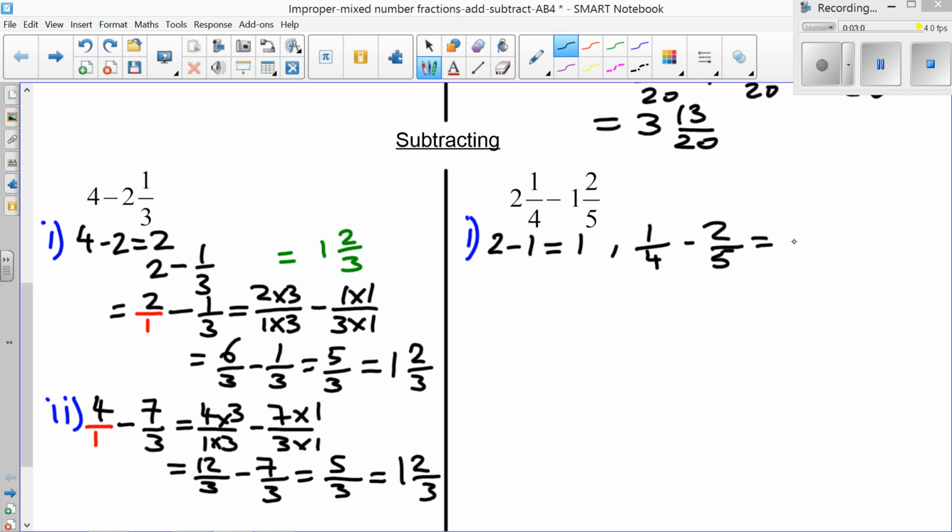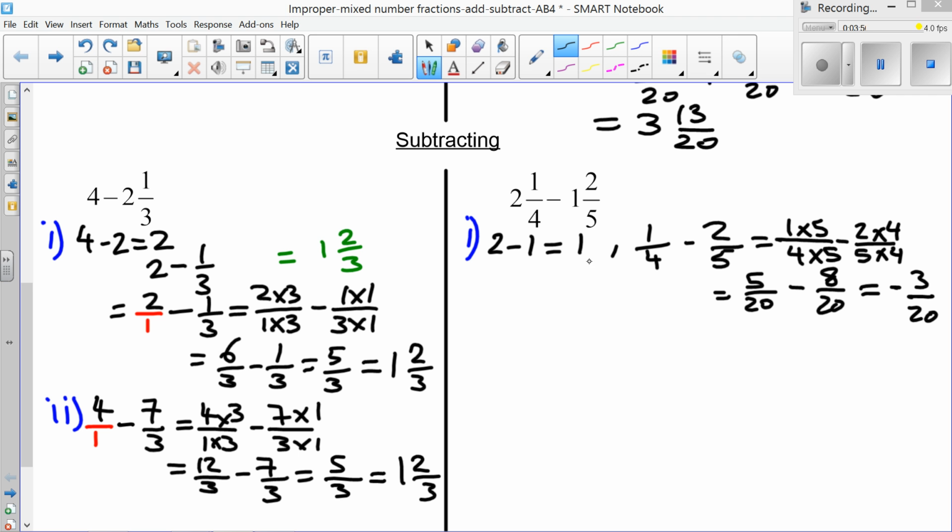Different denominators, so I need equivalent fractions. 1 over 4 minus 2 over 5. The common multiple of the denominators is 4 times 5, so multiply the 4 by 5, do the same to the numerator. Multiply the 5 by the 4 and do the same to the numerator. And that equals 1 times 5 is 5 over 20 minus 2 times 4 is 8 over 20, and with a common denominator of 20, I subtract numerators. 5 minus 8 is minus 3 over 20.